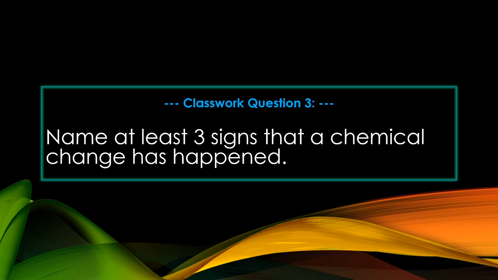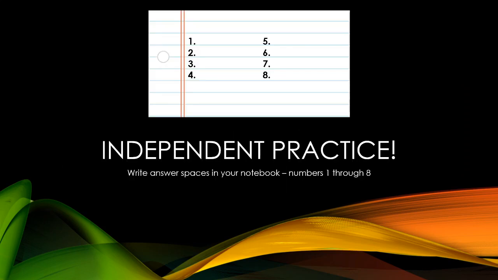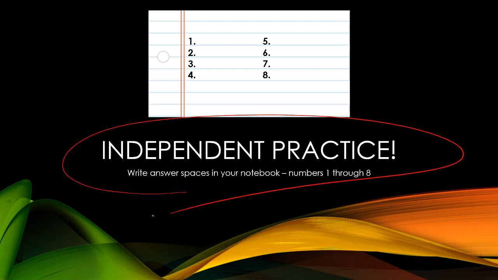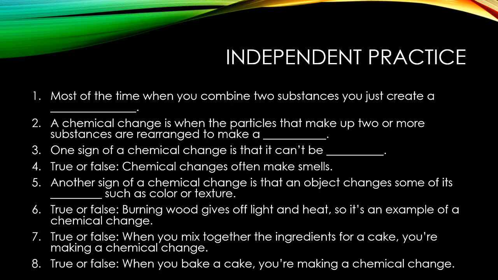I'm assuming that we are now on pause, and we're going to move forward, and I look forward to seeing your answers. Alright, folks, we are moving on to our independent practice for today. We've learned about what a chemical change is and 6 different signs that a chemical change has occurred. Go ahead and number your notebooks numbers 1 through 8, and your 8 independent practice questions are here. Pause the video and answer all 8 of these in your notebook now.